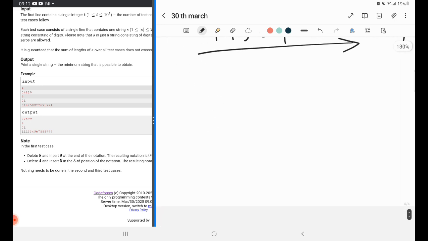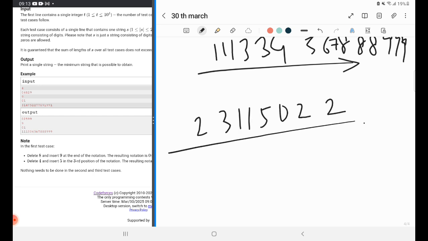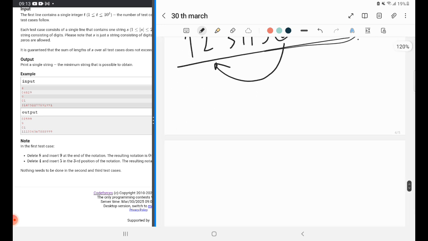So what we are getting is that whichever number we have, right? Let's take an arbitrary example, 2315022, right? So if this is the example, the smallest is 0, so we would definitely want 0 to be on the extreme left hand side, and then we would change all of these numbers to minimum of digit plus 1 comma 9, and then sort the whole string and print it. Pretty simple, right? So the implementation we'll talk about now.